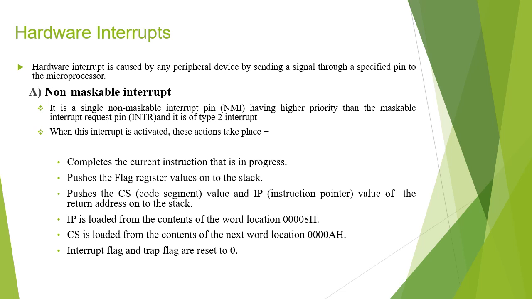So as you can see, your code segment has the segment where your interrupt service routine is stored for type 2, and IP has the instruction from which you need to start. And so once it has identified the set of code needed for that particular interrupt, your interrupt flag and trap flag will be reset to 0.